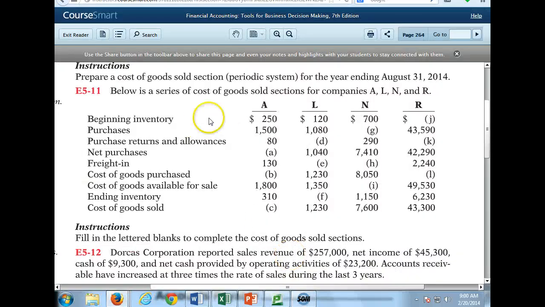So for 5.11, A is to try to determine the net purchases. So we've got beginning inventory, purchases, purchases, returns, and allowances, and then we have to come up with net purchases. What do we know about net purchases? Net purchases is the sum of purchases minus the purchases, returns, and allowances. So that is ultimately going to be $1,500 minus $80.